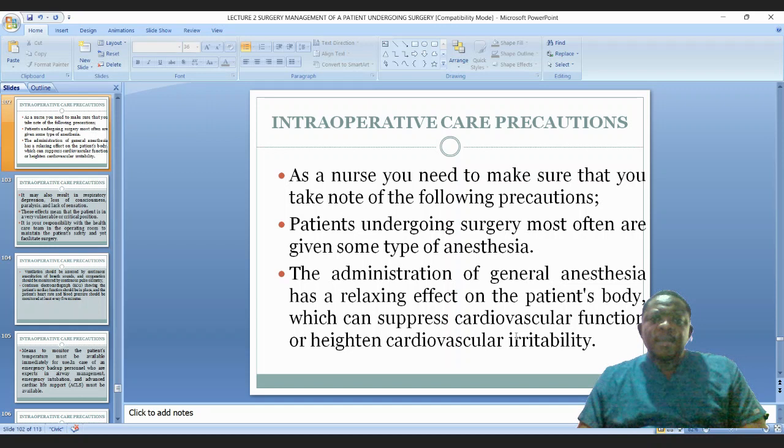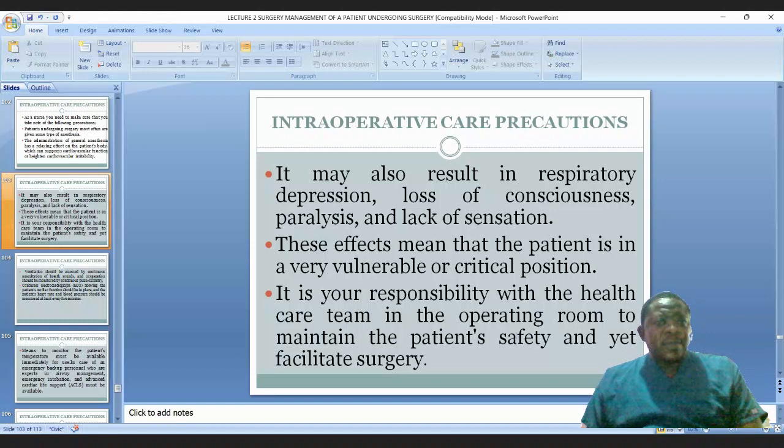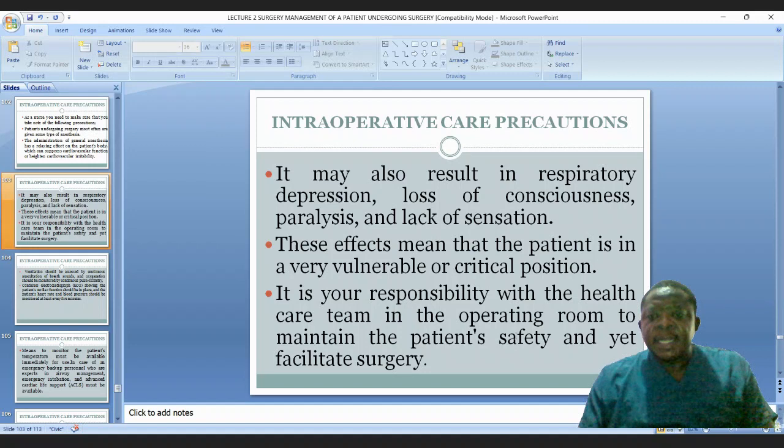So the administration of general anesthesia has a relaxing effect on the patient's body, which can suppress cardiovascular function or heighten cardiovascular irritability. It may also result in respiratory depression, loss of consciousness, paralysis, and lack of sensation. So these effects mean that the patient is in a very vulnerable or critical position. It is the responsibility of a nurse, with the healthcare team in the operating room, to maintain patient safety and yet facilitate a good surgical operation.